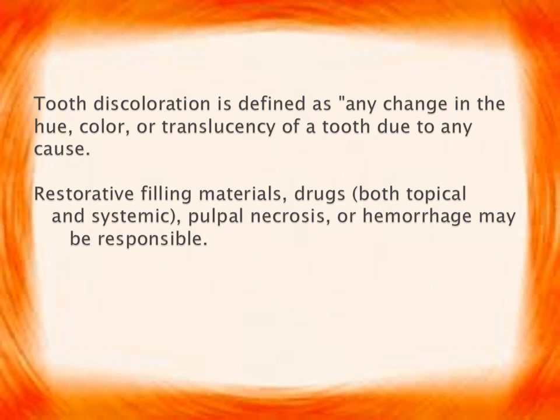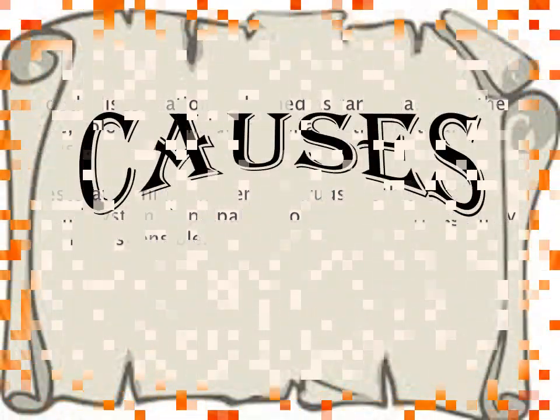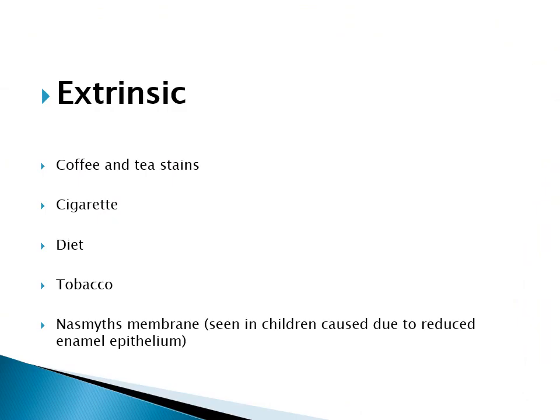Tooth discoloration is defined as any change in the hue, color, or translucency of a tooth due to any cause. Restorative filling materials, drugs, both topical and systemic, pulp necrosis, or hemorrhage may be responsible. Causes: extrinsic coffee and tea stains, cigarette, diet, tobacco, Nasmyth's membrane seen in epithelium caused due to reduced enamel epithelium.